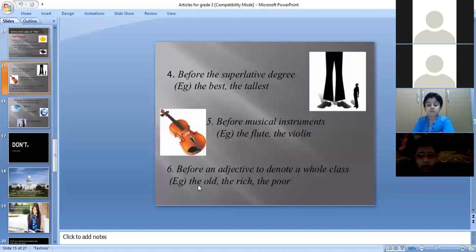Now, dear children, we also use the before an adjective to denote a whole class, meaning that it refers to the whole class. The old, the rich, the poor. The man belonged to the rich family. Here, rich means we are talking about the whole class.